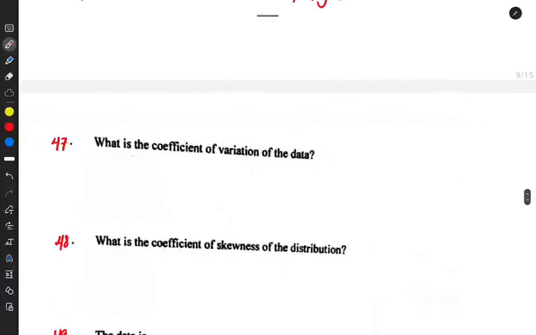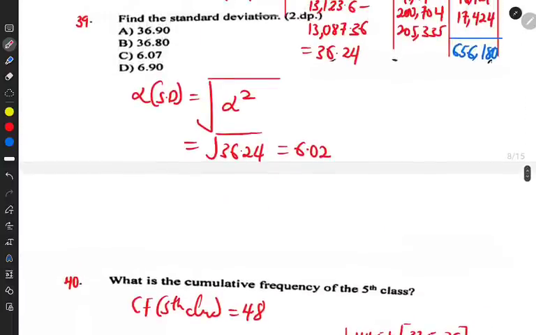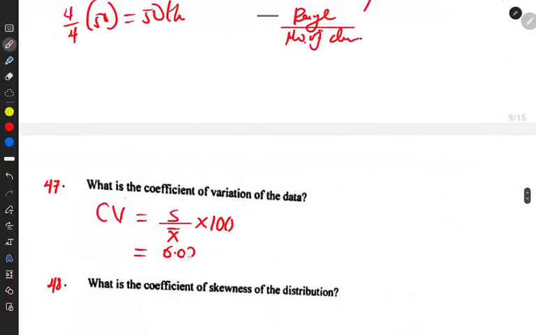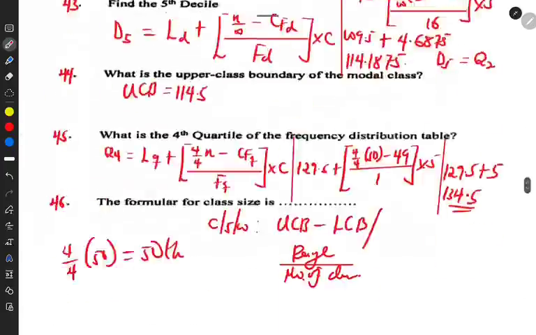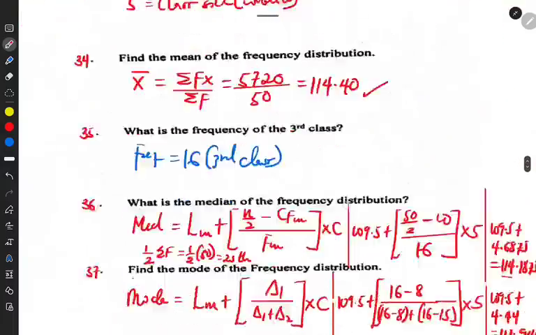Then 47, what is the coefficient of variation of the data? So coefficient of variation, CV, is equal to the standard deviation over the mean, all multiplied by 100. So here our standard deviation was computed to be 6.02. That's our standard deviation. And our mean was computed to be 114.4. You can cross check that.